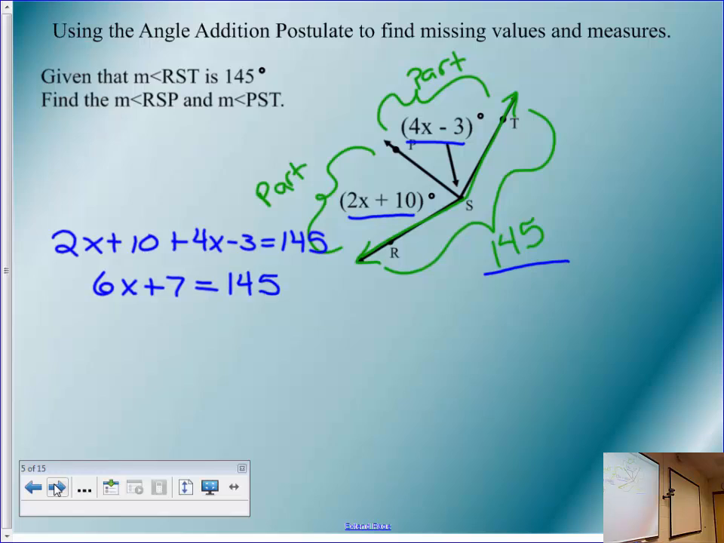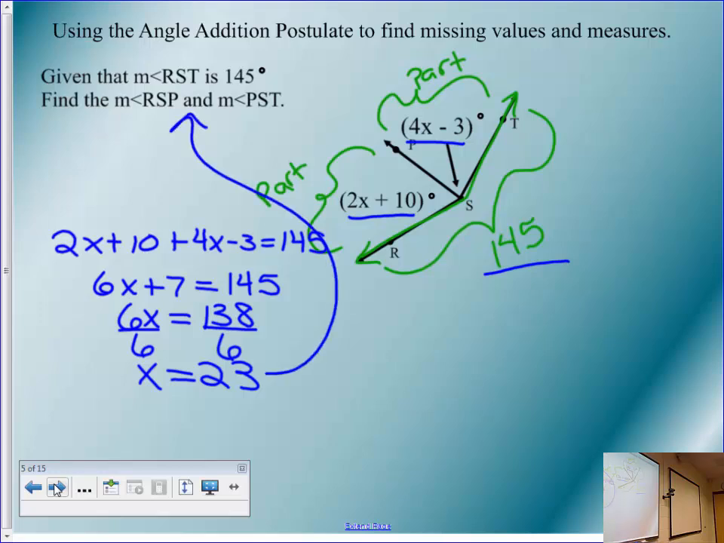I'm going to subtract 7 from both sides. 6x is equal to 138. We're going to divide by 6. We get x equals, give me a second, still working, 23. Thank you, Miss White. Okay, so we've got that x equals 23, but again, Miss White told you before, we have to read. This is not our answer. We need to plug it back in.